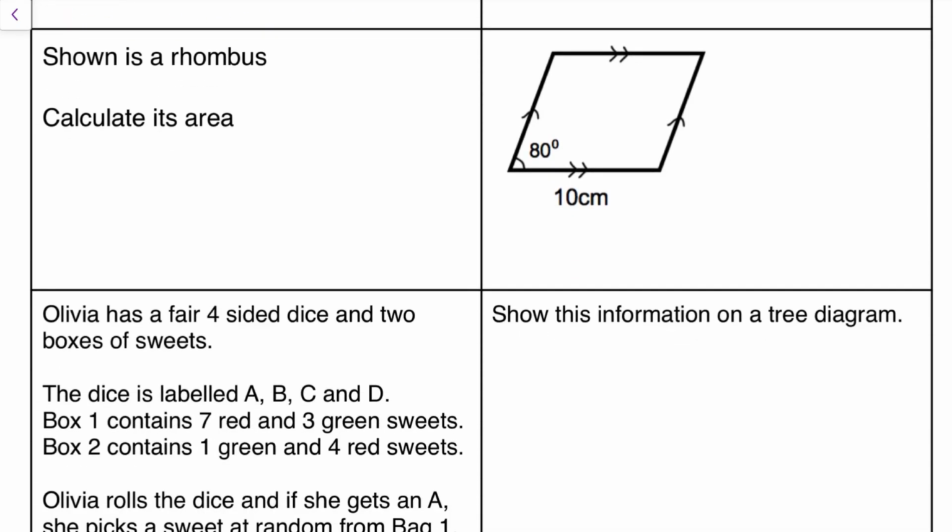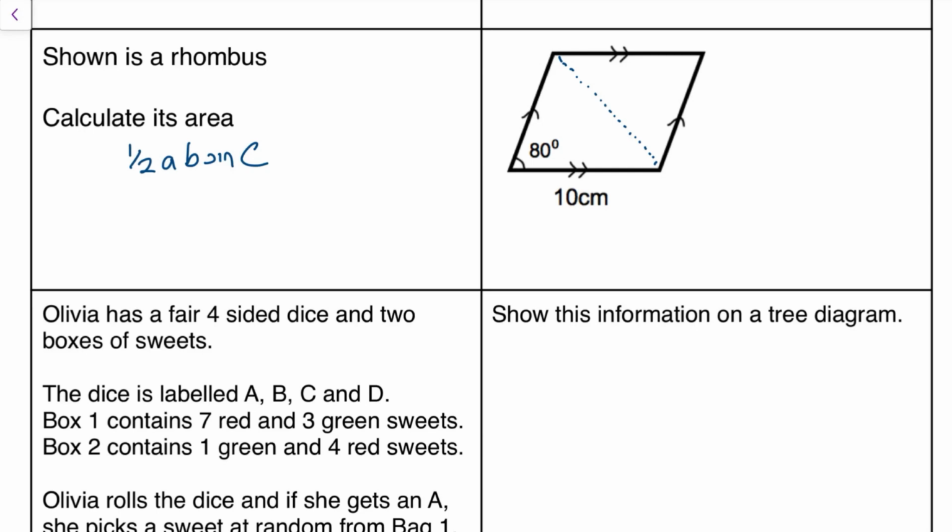Shown is a rhombus, so it's a rhombus over to the right. Calculate its area. Now, you typically get this as a parallelogram, but rhombus is just as good. So the way you're going to do this is you're going to do two triangles. And you're going to rely on your understanding that the area of a triangle is a half AB sine C. Now, this is often one of the last things taught at GCSE. It depends on your scheme of work and how your teachers teach you, but it's possible that you've never seen this formula before, but you will do.